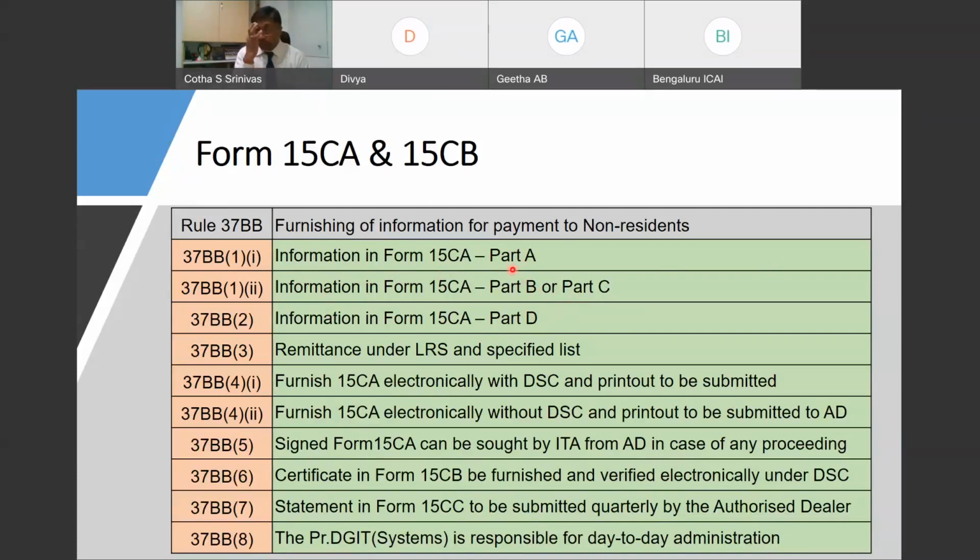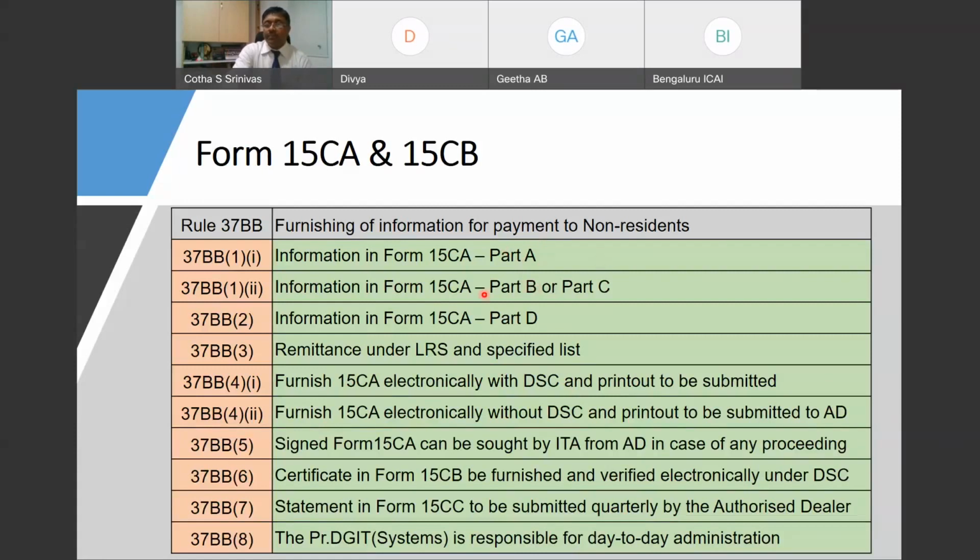So whenever a deductor is making payment to a non-resident, and during a particular year, if the payment is less than 5 lakhs to the non-resident, then Part A has to be used. So during the entire financial year, if he feels that the payment is less than 5 lakhs to a particular non-resident, Part A has to be used.